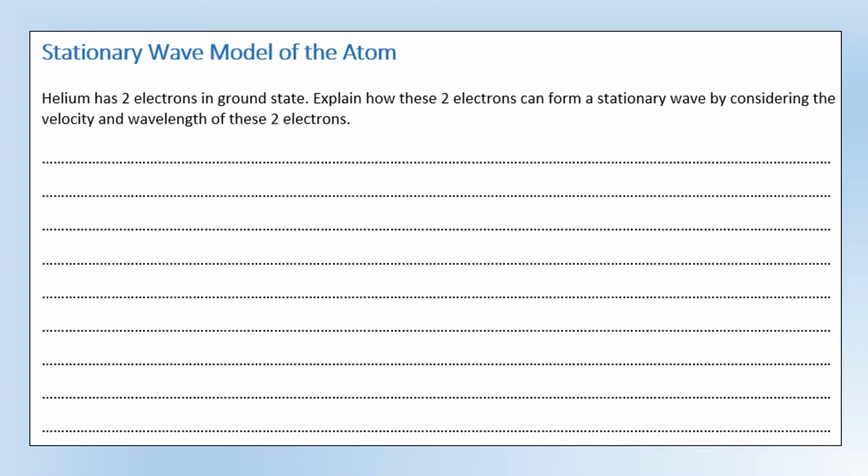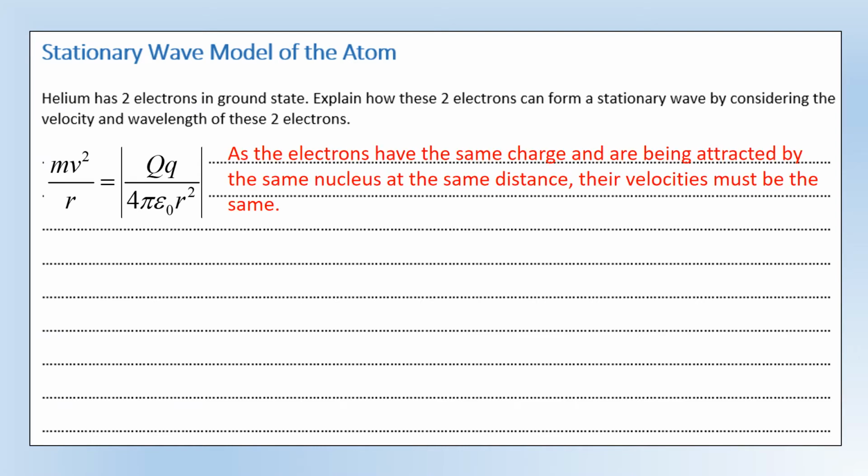So first of all, we'll consider the velocity. As they are in the same energy level or have the same distance, and they also have the same charge because they're both electrons, and the force they're experiencing is from the same nucleus, their velocities have to be the same, from essentially making the centripetal force equal to Coulomb's law of charge. So we know their velocities must be exactly the same, which is one of the conditions to form a stationary wave.